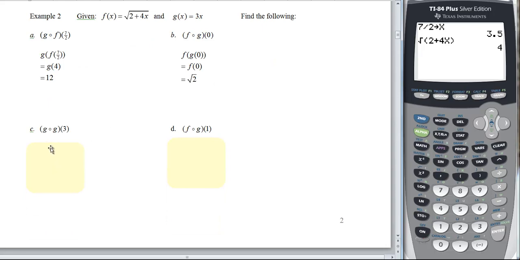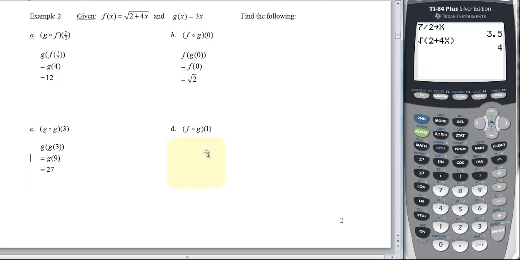This would be g of g of 3. Sort of a neat game. So take 3, go to g, so that would give me a 9 to replace this piece in here. And then I've got to get g of 9, so that should give me 27.